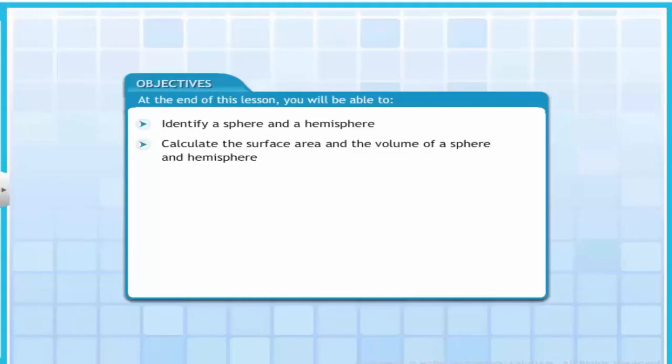At the end of the lesson, you will be able to identify a sphere and hemisphere. You will also be able to calculate the surface area and volume of a sphere and hemisphere.